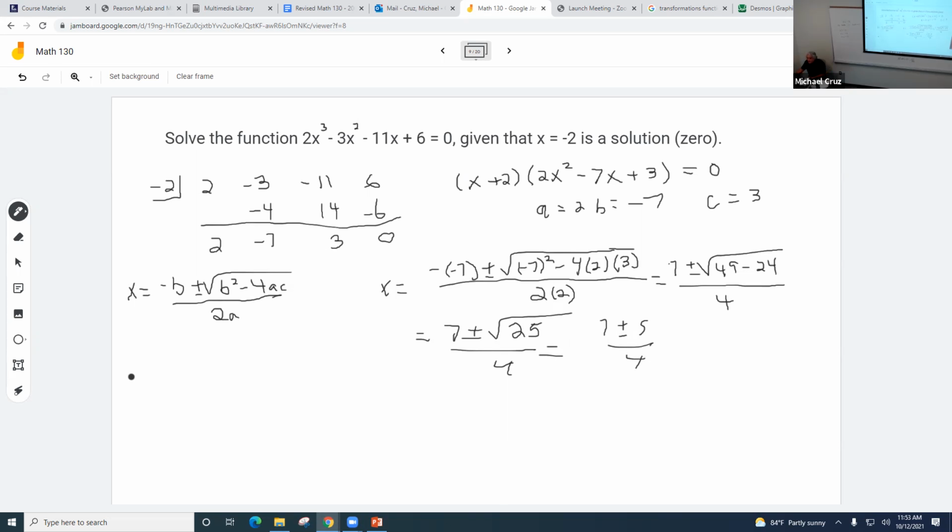All right, so that means there are two solutions. x is equal to 7 minus 5 over 4, and the other one is 7 plus 5 over 4. So 7 minus 5 is 2 over 4, which is 1/2. And then 7 plus 5 is 12, and 12 divided by 4 is 3.